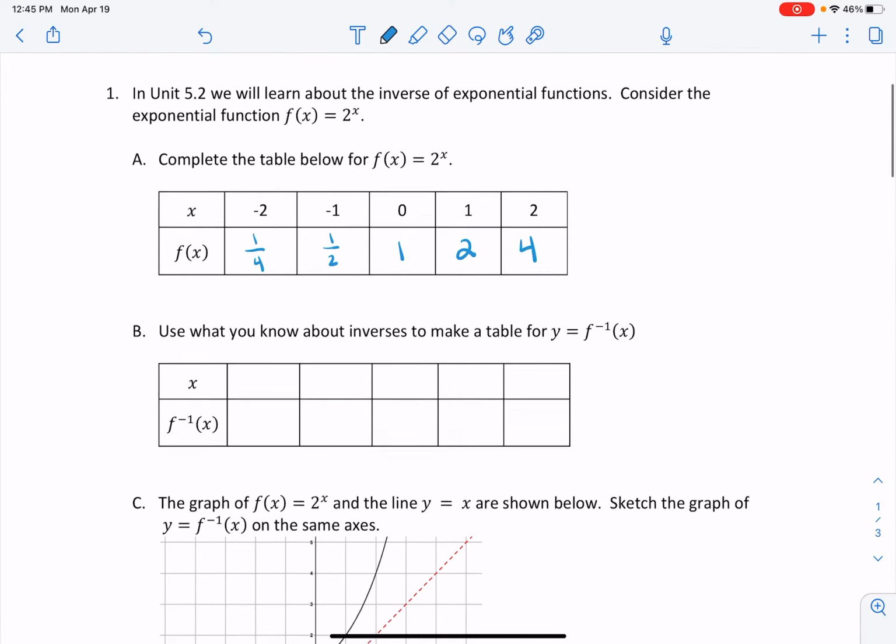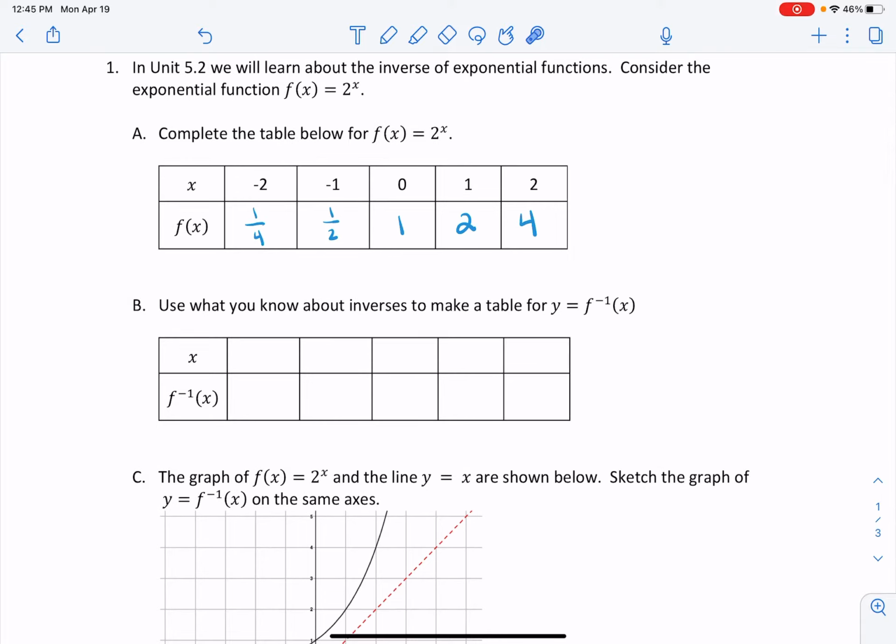And then it says we'll use what you know about inverses to make the table for the inverse of this function. So if you remember what we have been learning in class, we just flip our table around. So this will become 1/4, negative 2, 1/2, negative 1, 1, 0, 2, 1, and 4, 2.